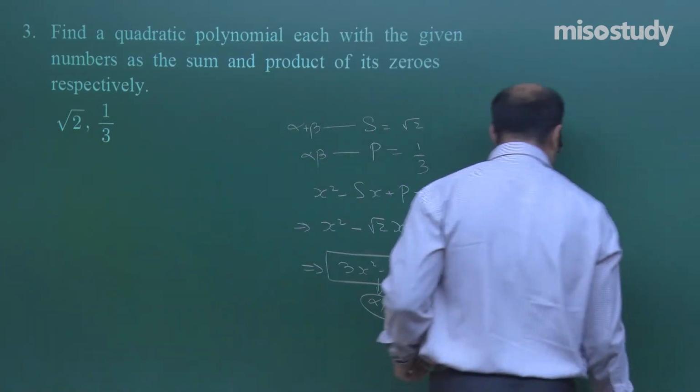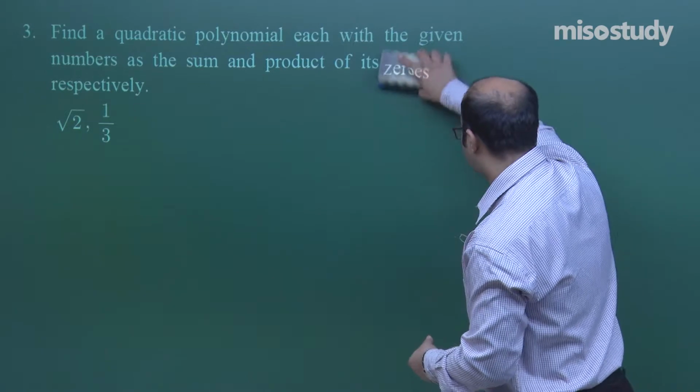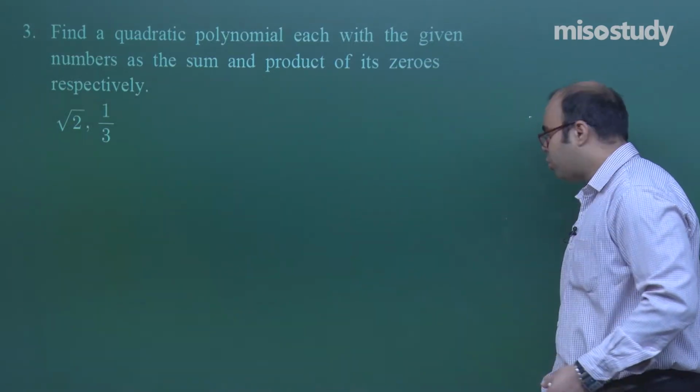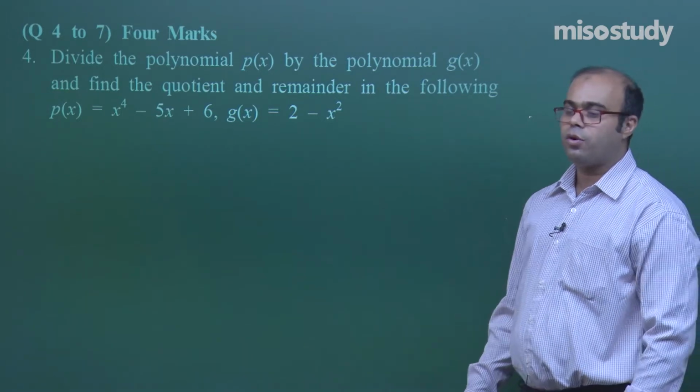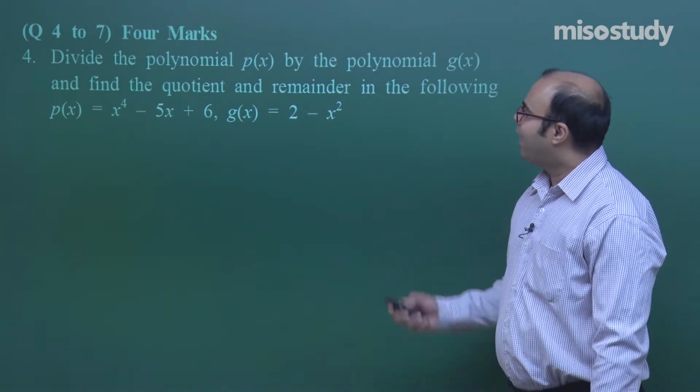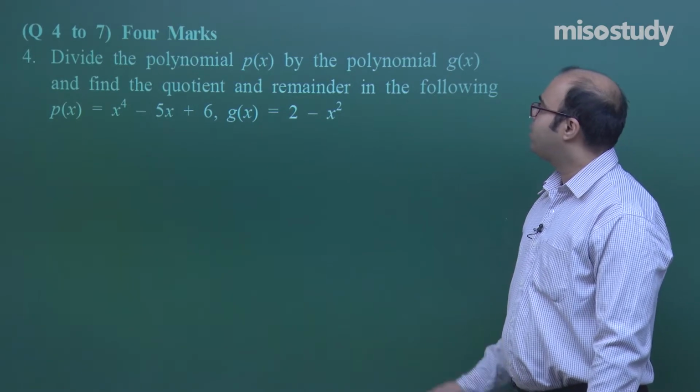Now, let us move on to the next question. This question was of 2 marks again. Now, let us see the fourth question, which is of 4 marks, 4 to 7, 4 questions are of 4 marks. Divide the polynomial px by the polynomial gx and find the quotient and remainder in the following.